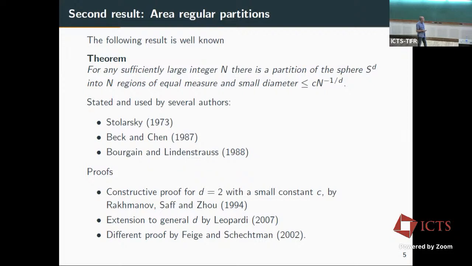And for the proofs, well, the idea is that more or less these authors didn't even bother to prove it, they just used it. But if you want to find the result with a small constant c, then you have to be a little careful, and so you have some proofs. In dimension 2, the extension was done by my co-author Paul Leopardi in his PhD thesis, and then a different proof was given by Feige and Schechtman in 2002.